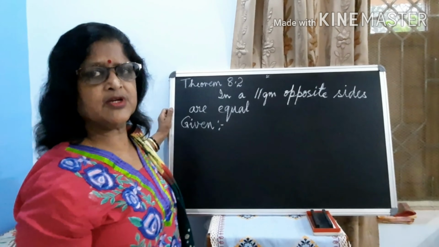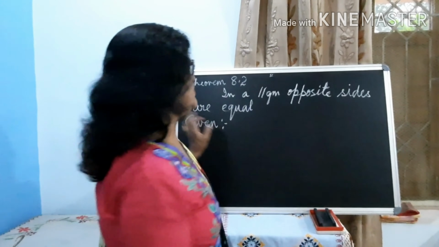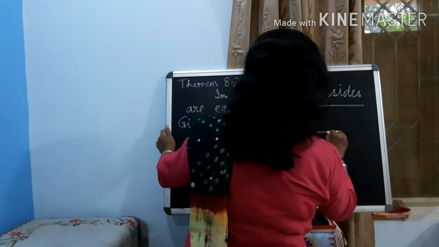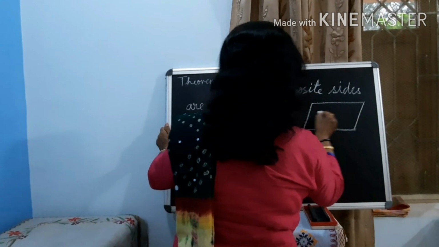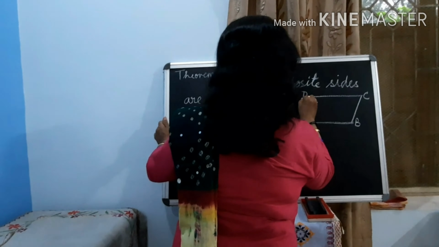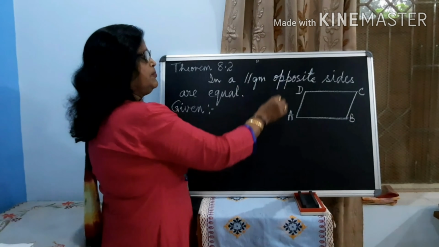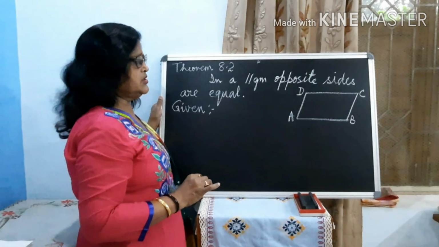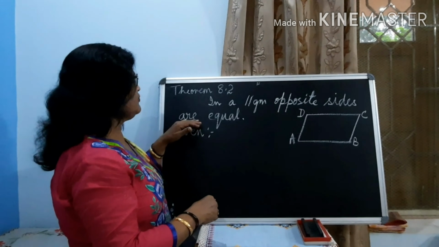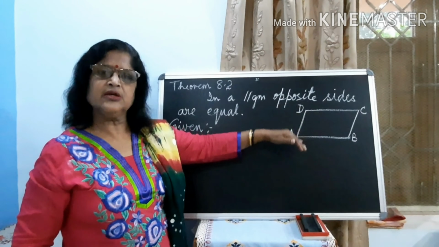Before writing the given data from the statement, we have to draw the figure and name it. Parallelogram means the opposite pair of sides are parallel to each other. That is given to us in a parallelogram. And what to prove? Opposite sides are equal, meaning the opposite sides which are parallel to each other, they are equal.